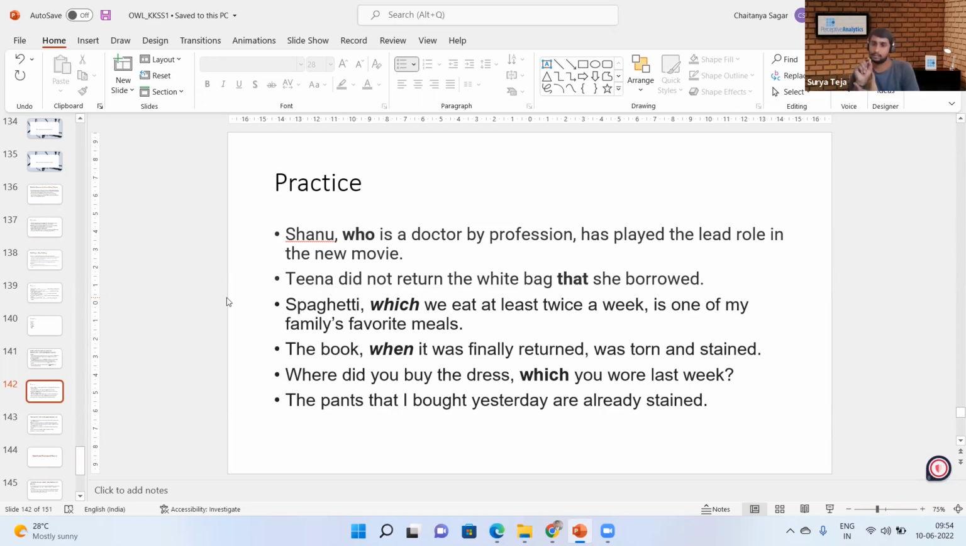She borrowed it. So that becomes appropriate, because this whole clause is important. The whole clause is acting as a defining clause here. So that is appropriate usage. That is referring to the white bag here. So see the third sentence: Spaghetti, which we eat at least twice a week, is one of my family's favorite meals. So is this fine, or do we have to make any changes here?